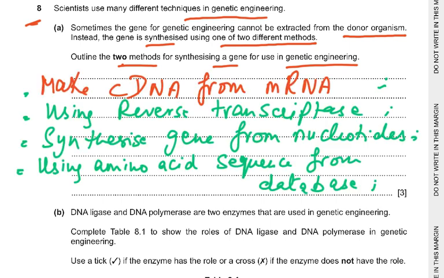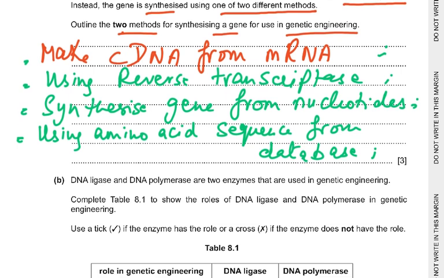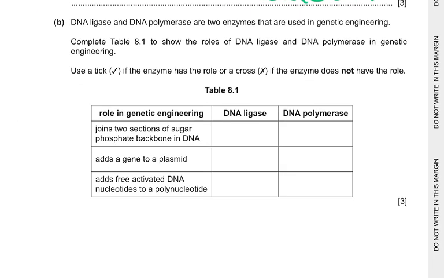So make cDNA from mRNA using reverse transcriptase, synthesize gene from nucleotides using amino acid sequence from database. So if you know the amino acid sequence, then you can know the DNA sequence. So we've got all the database for that. Then we come on to B part of the question. DNA ligase and DNA polymerase are 2 enzymes that are used in genetic engineering. Complete table 8.1.